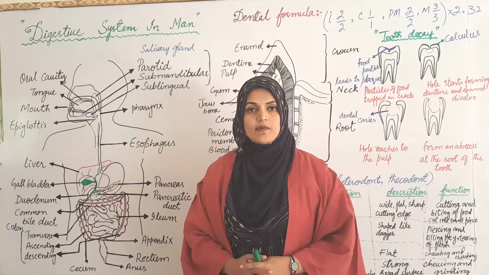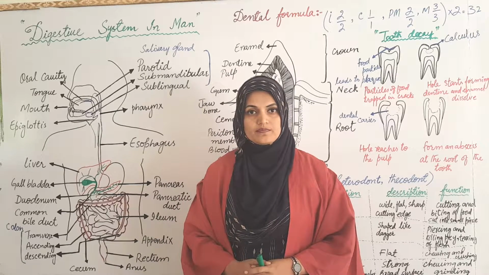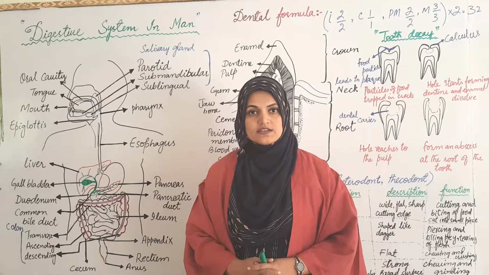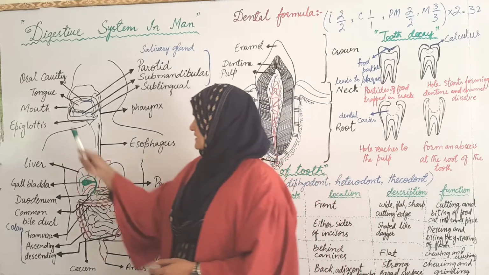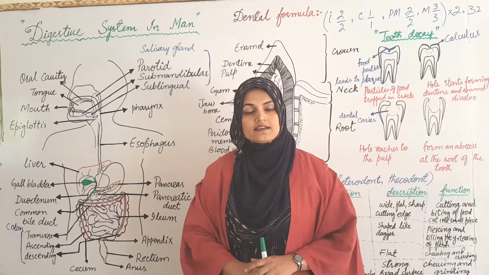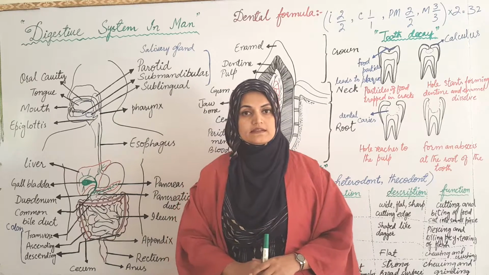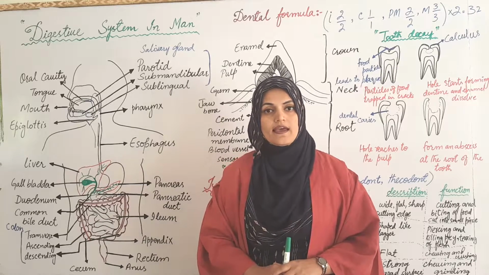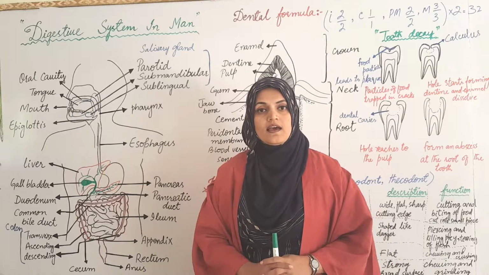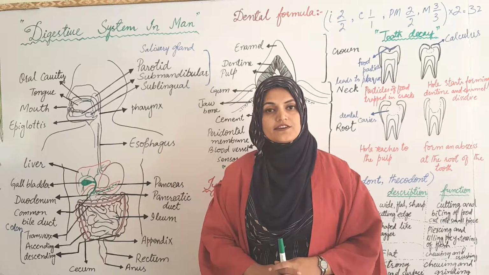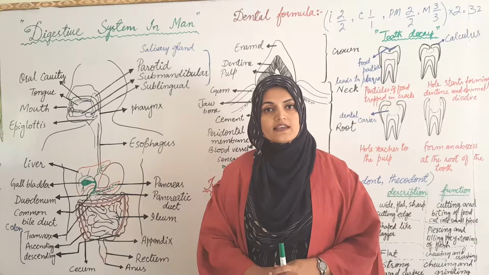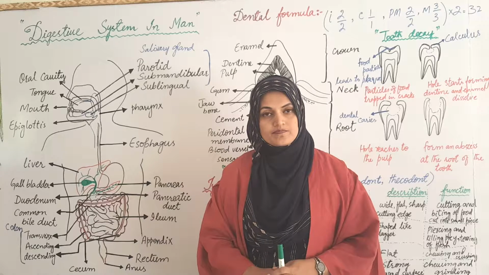Today's lecture is about the structure of human teeth. In the previous lecture, I explained about the oral digestion that takes place inside the oral cavity of man. This oral cavity consists of the palate, tongue, cheek and jawbone. The jawbone bears a number of teeth that are different in structure because of their function, about which I have explained in the previous lecture.